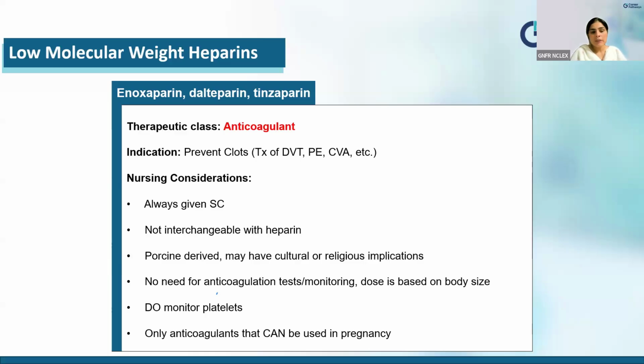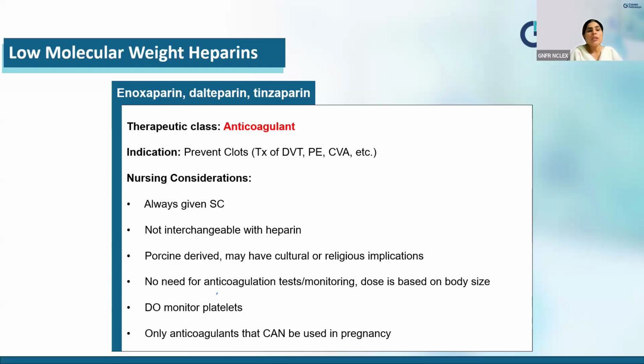These are porcine derived, which may have cultural or religious implications. Understand this, porcine derived? Porcine is pig. Okay, pig, they are from animal. So that's why they have mentioned they may have cultural or religious implications.